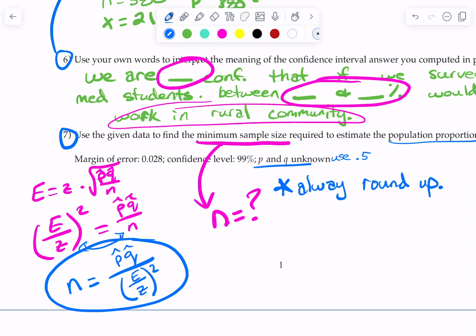What did you get? 2,105. I got 2,114. You always round up, even if it's 0.3. You missed 10 people. 2,115. You always round up. No, I did it right the first time. No, you didn't. I literally just did half. I just plugged it all in at once.